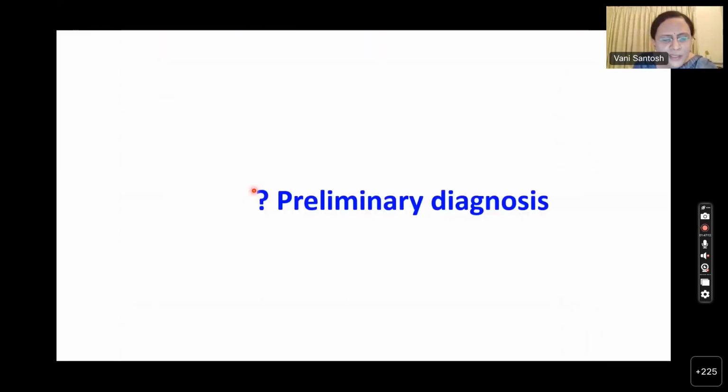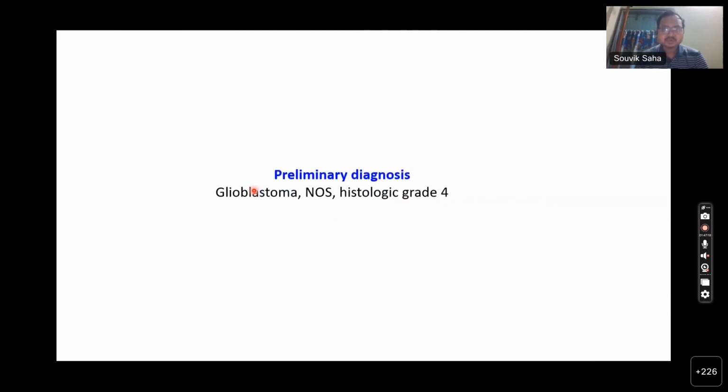Yes, Sauvik, what is your preliminary diagnosis? Glioblastoma NOS, WHO grade 4. My goodness, you're too good. You gave grade 4, a histologic grade, very good. Histologic grade 4, because we are giving an NOS diagnosis. Very good. Full marks for you.